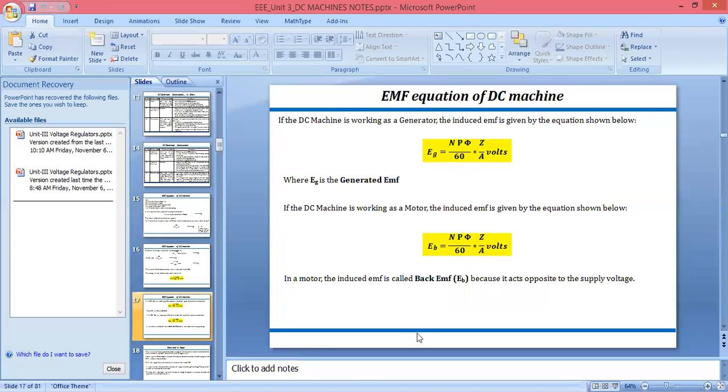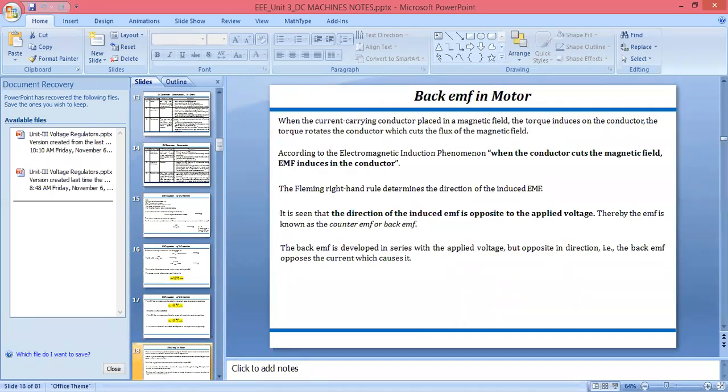So that EMF we are calling the generated EMF. And if the DC machine is working as a DC motor, at that time that EMF will act opposite to the supply voltage. That's why we are calling it a back EMF. So here we will see what is the need of back EMF.